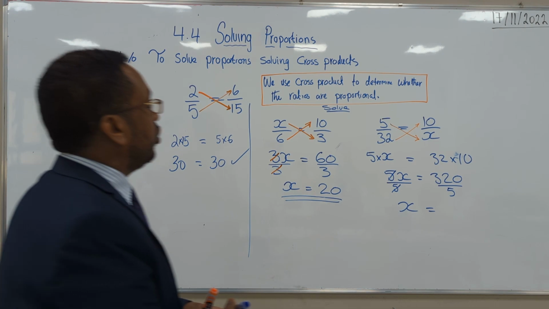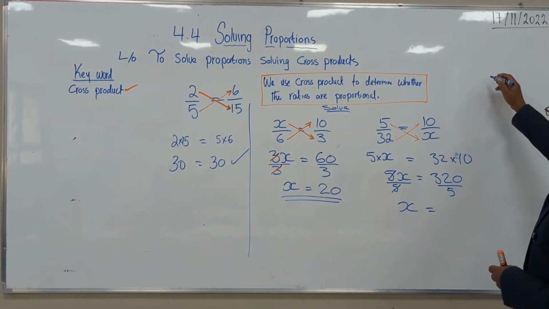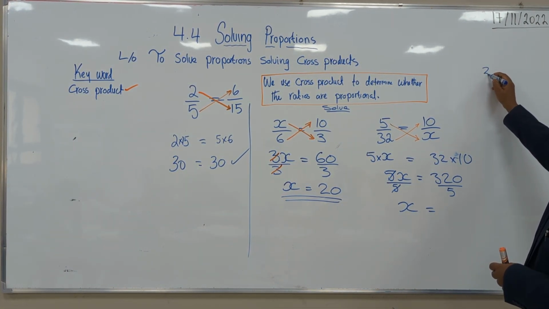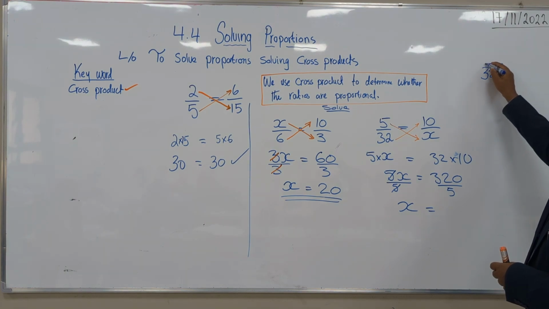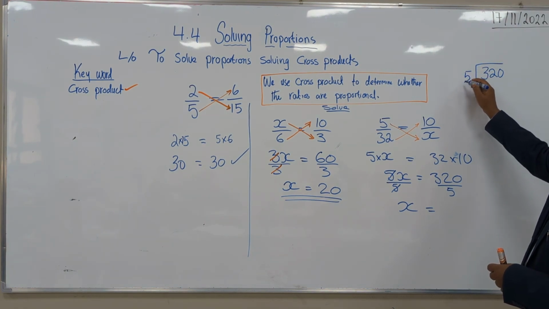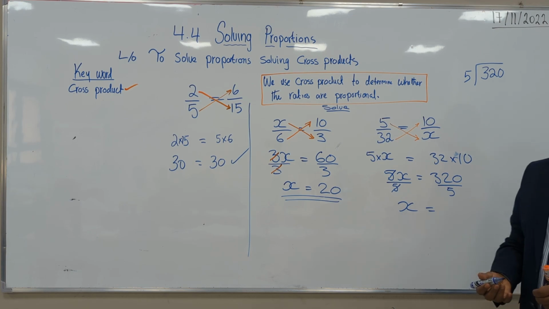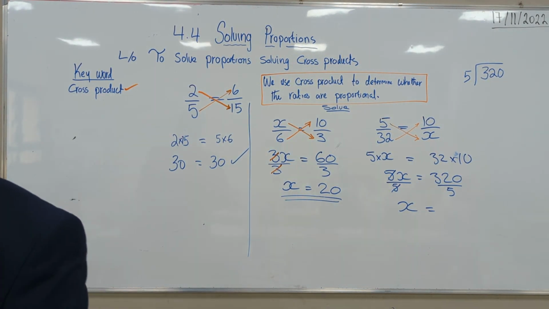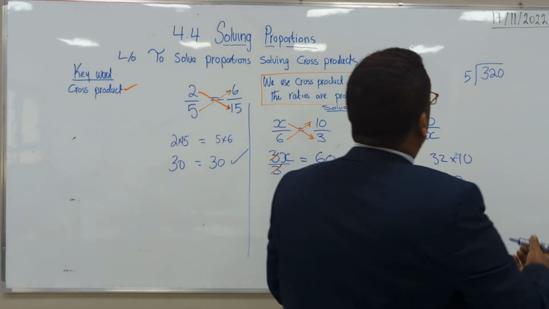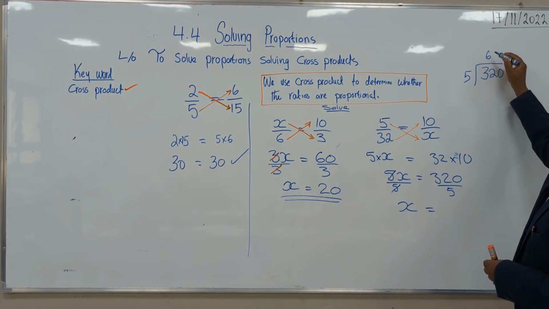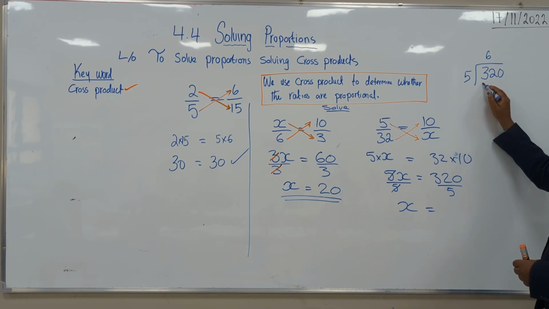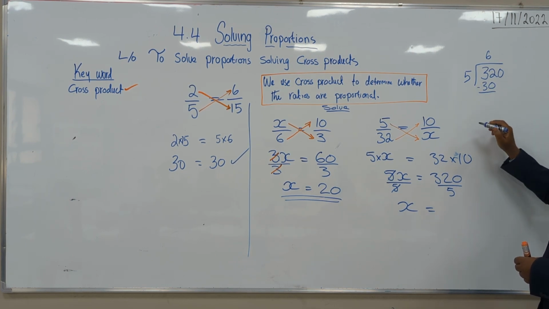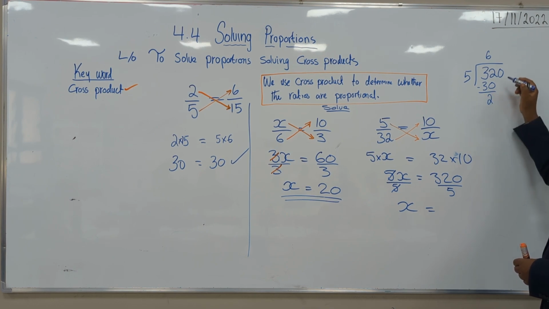So we have 320 divided by 5. How many 5s are in 32? 6. Good, because 6 is closest. So you write 6. 6 times 5 is 30, right? And then we subtract it. What is 32 minus 30? 2. We have 2 left. So now we bring down the 0.